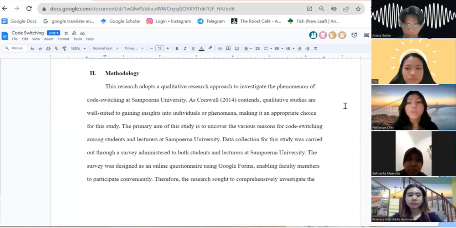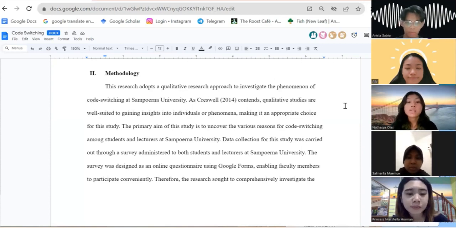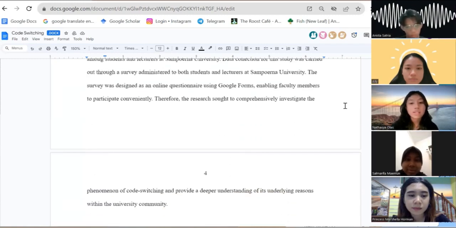From the study, we collected the data using a questionnaire, a Google Form, and we asked the students and the lecturers from Sampoerna University to fill it, and from that we can comprehensively investigate the phenomenon of code switching and provide a deeper understanding of its underlying reasons in the university community. So that's all for the method and the introduction.